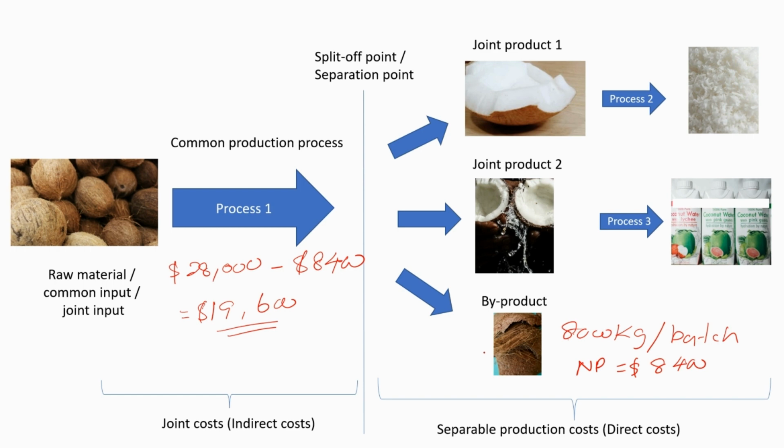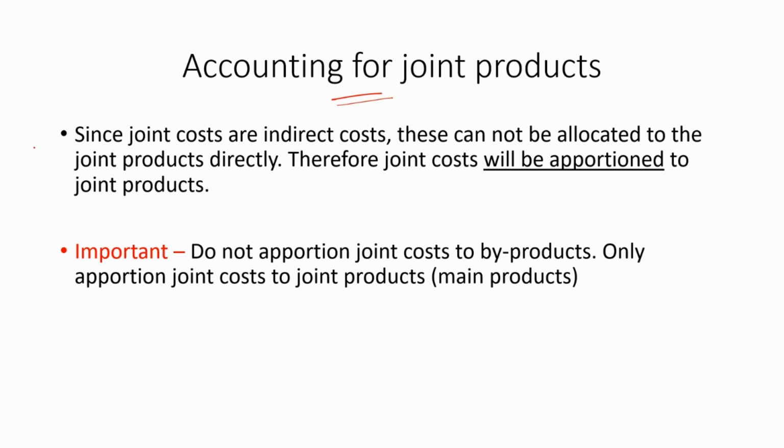Now you can understand we have deducted the net proceeds from the common production process cost. Then only we can account for the joint products separately, which is the next step. Now let's account for the joint products. Since joint costs are indirect costs, these cannot be allocated to the joint products directly. Therefore, joint costs will be apportioned to joint products. We already know about this topic, apportioning. Apportioning comes when there are indirect costs. Since the joint costs are indirect costs, we have to apportion these common costs to the products separately.